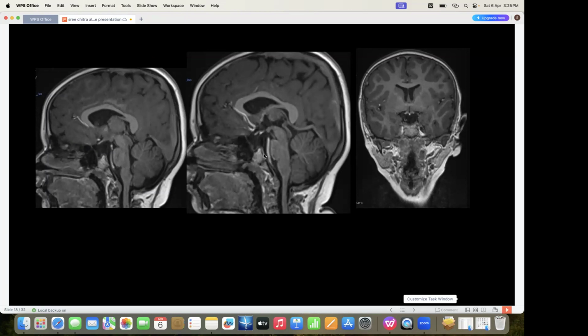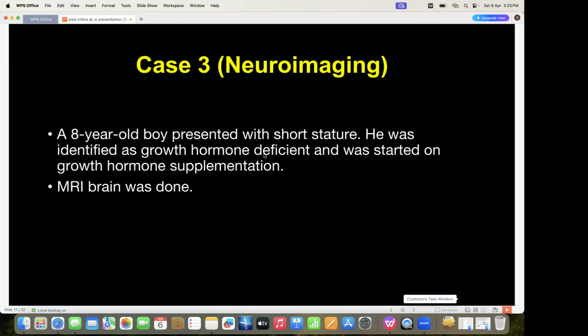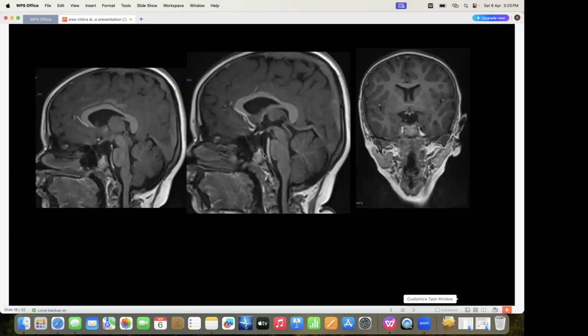MRI images. So can anyone describe the findings? Basically, the history is short stature, growth hormone deficiency. Can any resident, if available, describe the findings, or shall I describe it? So with the short stature and growth hormone deficiency, you can think about where the pathology is located.